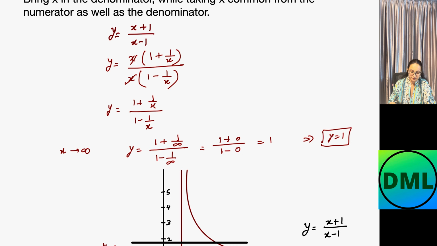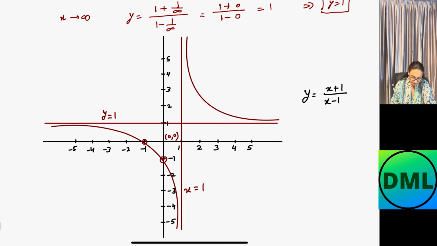Let's plot the curve now. If we can see the curve here, this is my axis, y-axis and x-axis. My vertical asymptote is at x is equal to 1. My horizontal asymptote is at y is equal to 1. I need to plot the curve. This was my curve here. I need to find out where my curve cuts the x-axis and the y-axis.